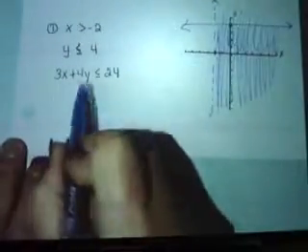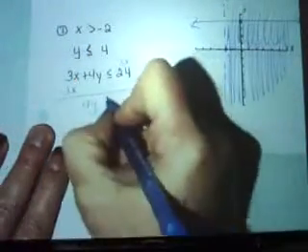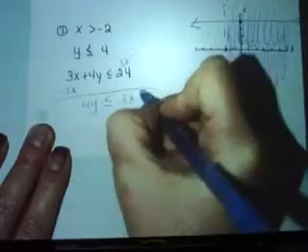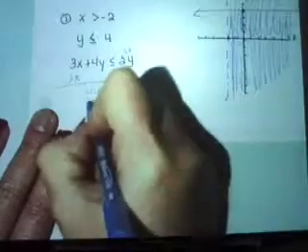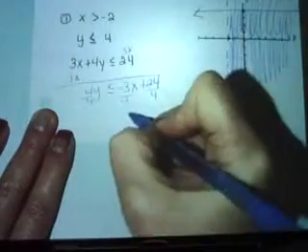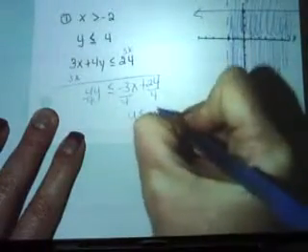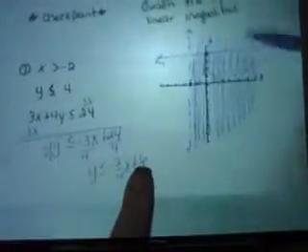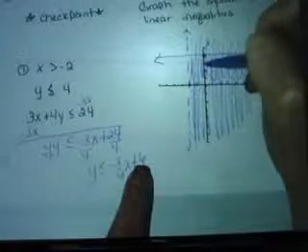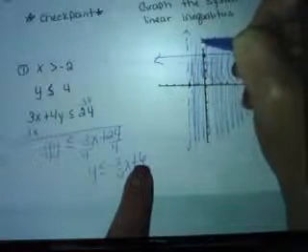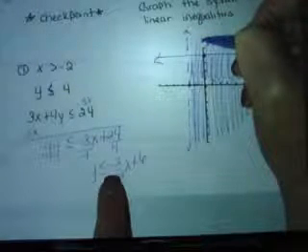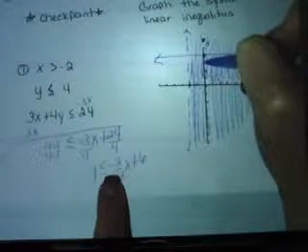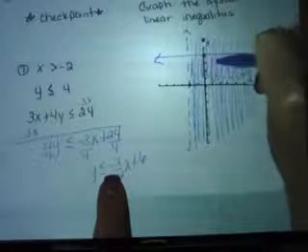And then my last inequality. I'm going to subtract 3x from each side. That leaves me with 4y is less than or equal to -3x plus 24. Divide by 4. So I have y is less than or equal to -3/4 x plus 6. Let's graph this one. The y-intercept is at +6, about right here. The slope is down 3/4. Down 3, over 4: 1, 2, 3, 4.